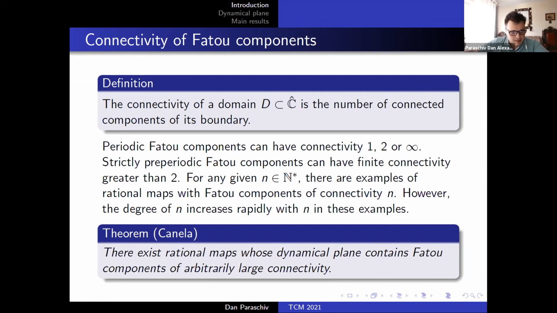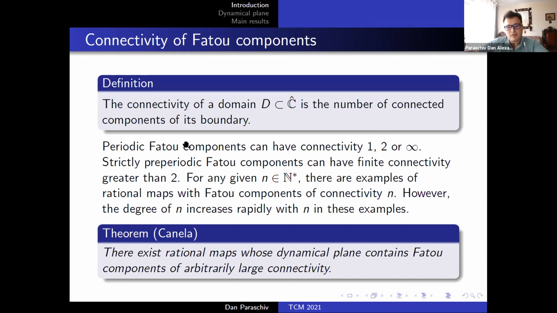Now, by the no-wandering domains theorem, all Fatou components of rational maps are eventually periodic. That is, they eventually map onto a periodic Fatou component. Now, by the classification theorem of Fatou components, periodic Fatou components can be Siegel disks, which have connectivity 1, Herman rings, which have connectivity 2, or basins, which can have connectivity 1 or infinity.